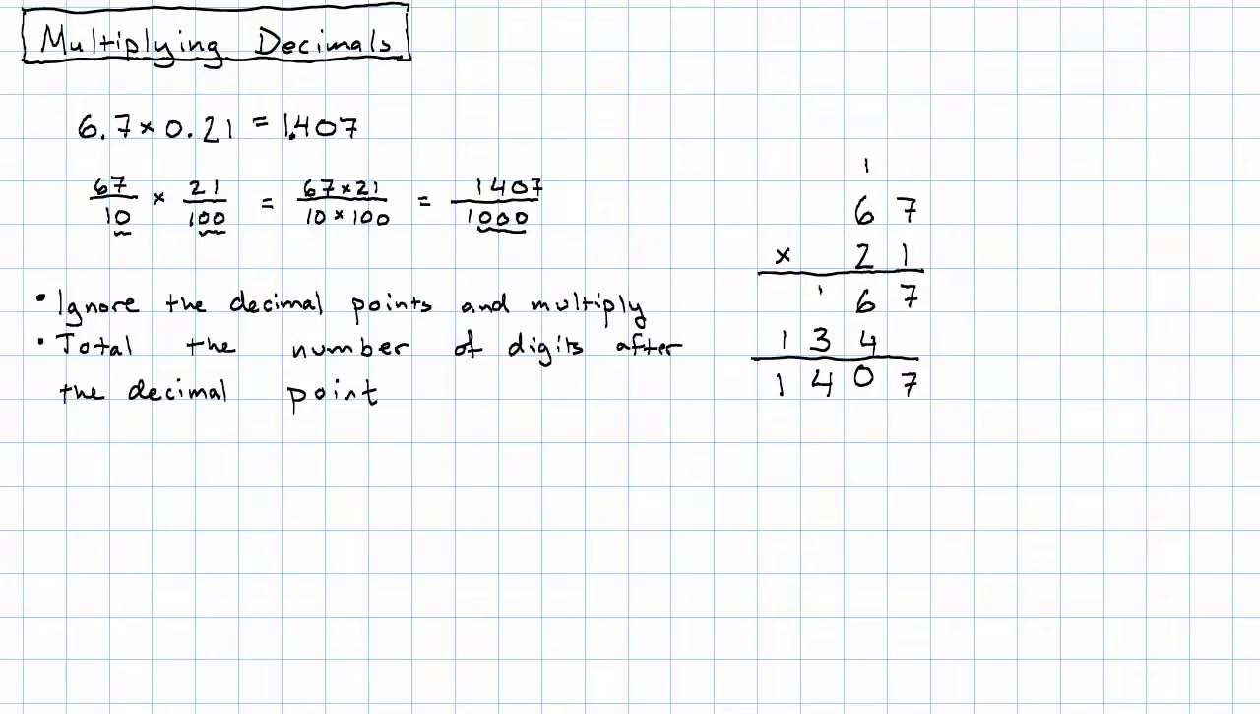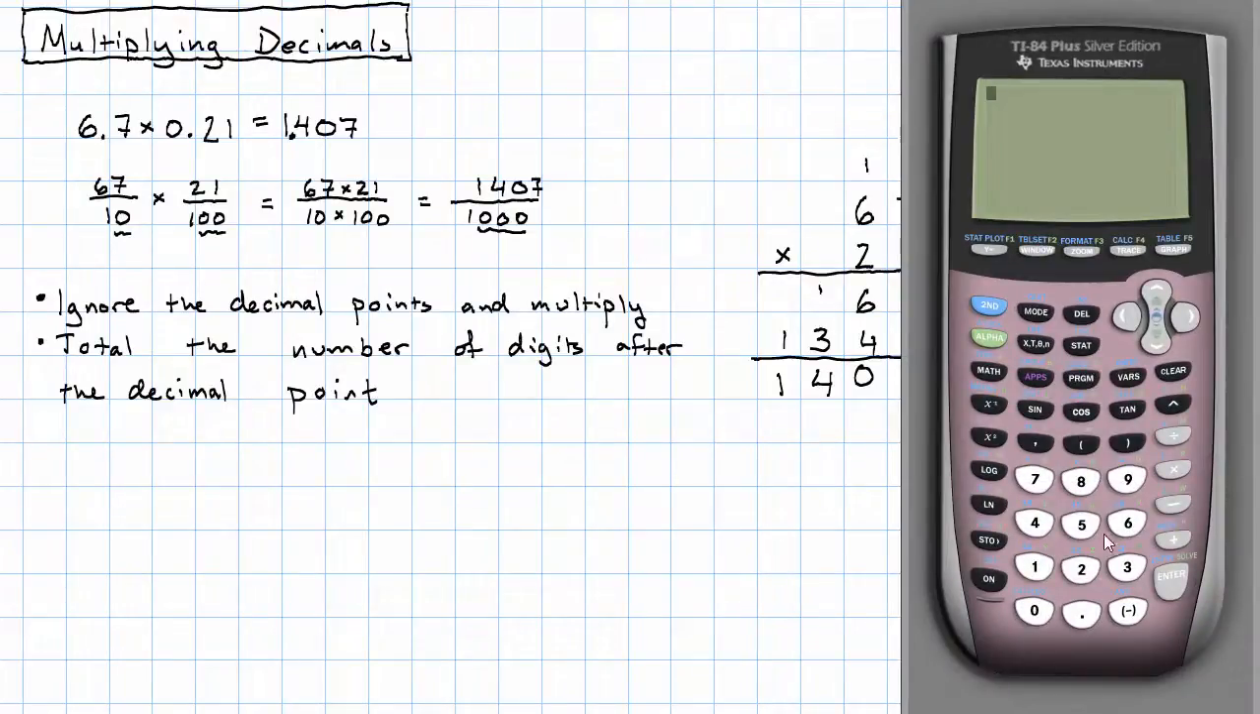Now, of course, if we meet this multiplication problem in real life, we're probably going to use a calculator. We'll enter it into the calculator as 6.7 times 0.21. The 0 before the decimal point is optional. I like to enter it just so that it's easier for me to see the decimal point. And we get 1.407. If we can just do this on the calculator, why do we need to know how to do it by hand?